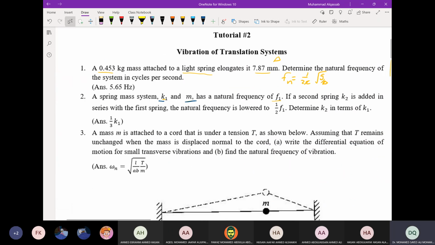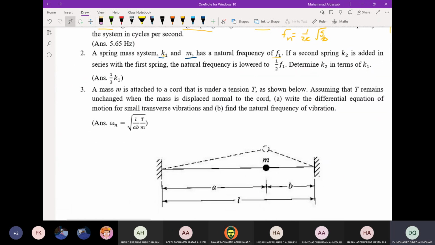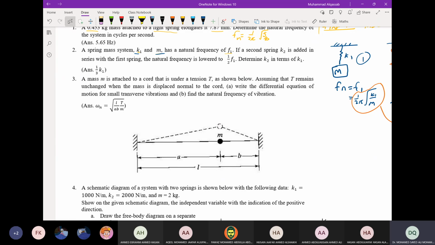Okay. Question number 3. A mass M is attached to a cord that is under tension T, as shown below, assuming that T remains unchanged when the mass is displaced normal to the cord. Write the differential equation of motion for small transverse vibrations and find the natural frequency of vibration.